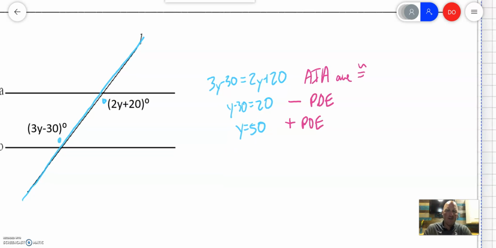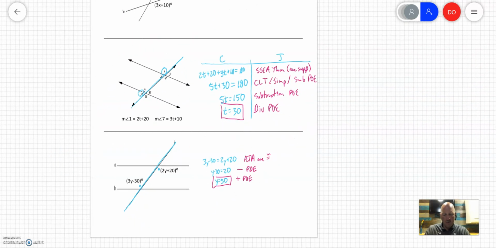So as long as you can identify what types of angles you're working with inside of the parallel lines being cut by a transversal, you should be able to write your initial equation, and then you should be off and running.